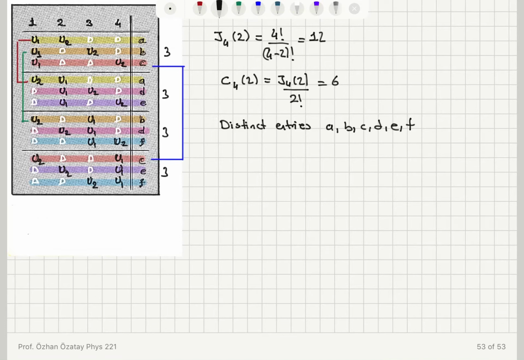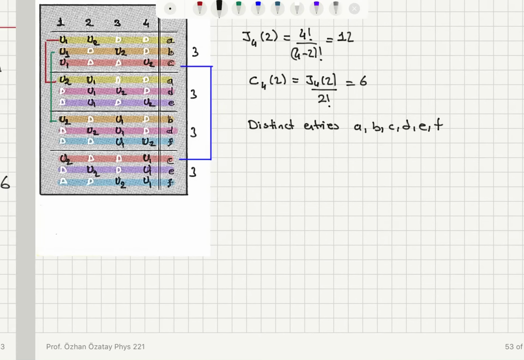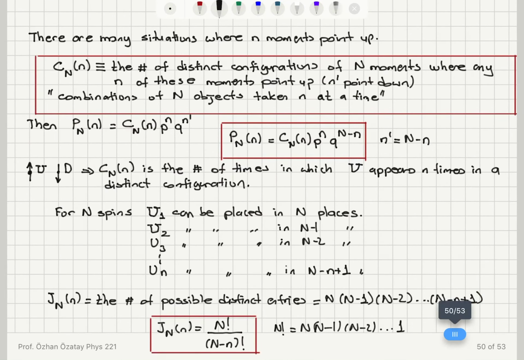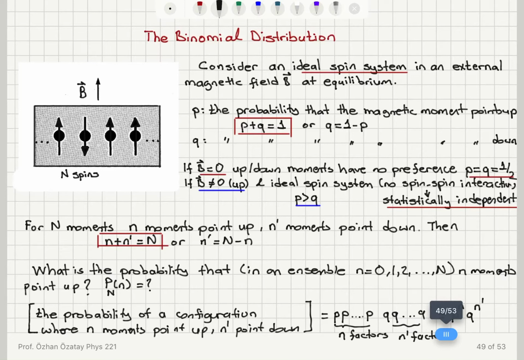Okay, we will continue with discussion of this binomial distribution further. We will look at the way it is behaving in more detail in the next video. So let me summarize what we did. We have considered an ideal spin system in an external magnetic field B at equilibrium. And we have P, the probability that a moment points up, and Q, the probability that a moment points down. And obviously a moment can point up or down, so the probabilities add up to 1. P plus Q is 1.